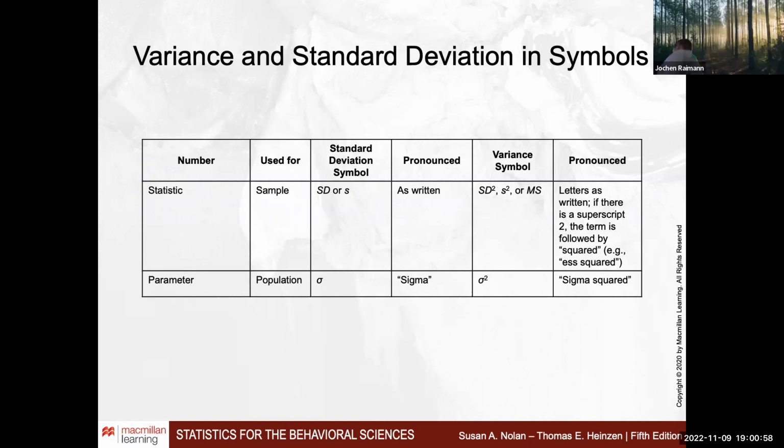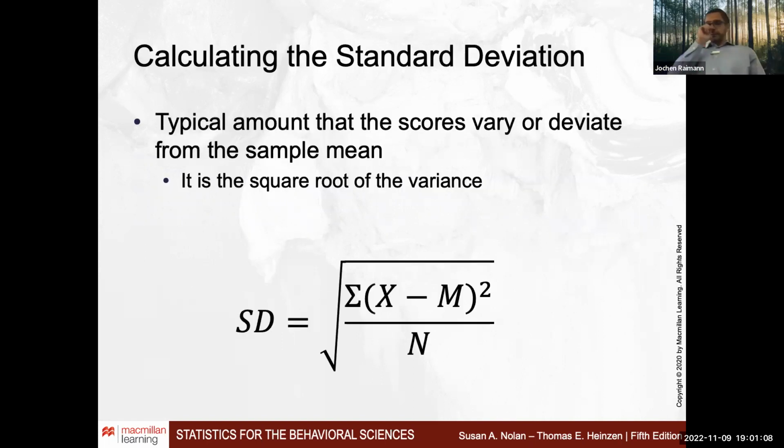Know the difference again between statistic and population parameter: you have sigma versus SD or s. It's calculated as the deviations squared, summed up to the sum of squares, divided by n, and then the square root. So that's central tendency and variability. That's an easy one.